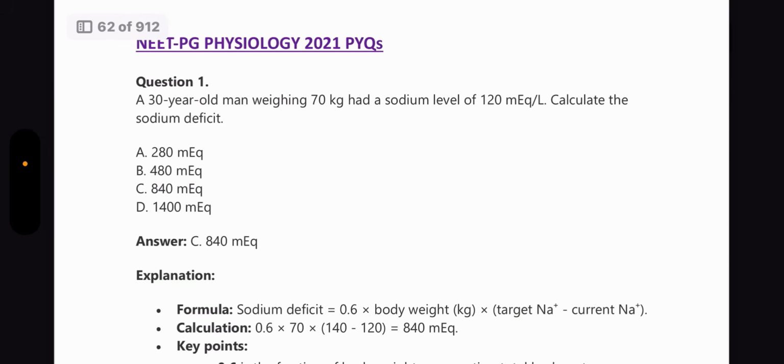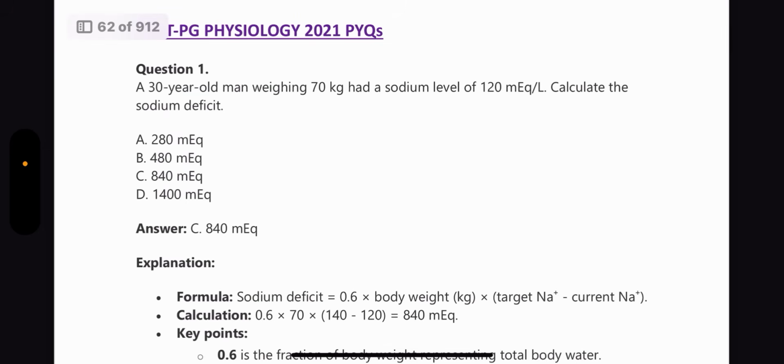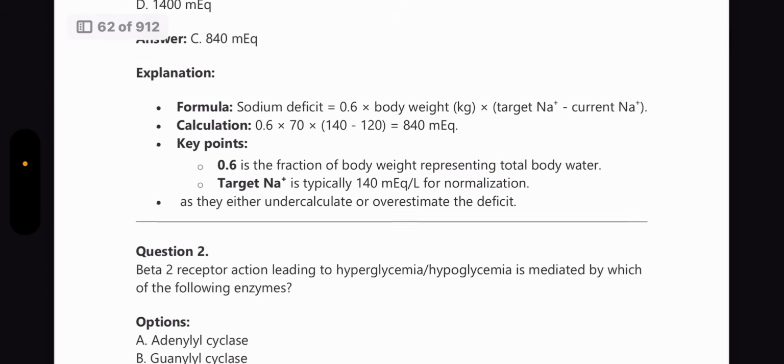2021 PYQs. A 30-year-old man weighing 70 kg had a sodium level of 120. Calculate the sodium deficit. Sodium deficit has a particular formula, which is equal to 0.6 into body weight into target sodium minus current sodium. If you apply the values in this formula, you will get 840 milliequivalents.